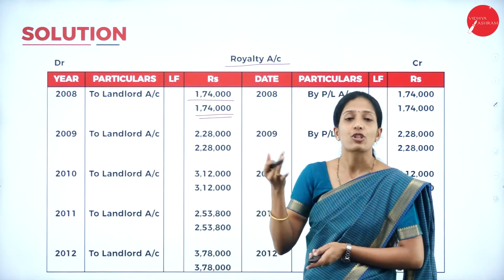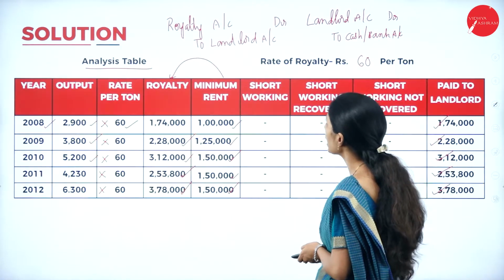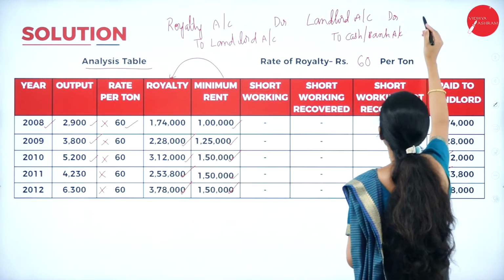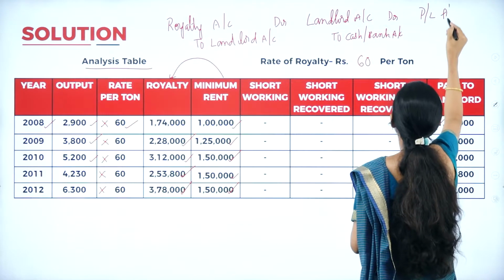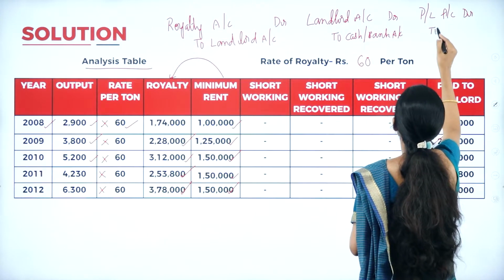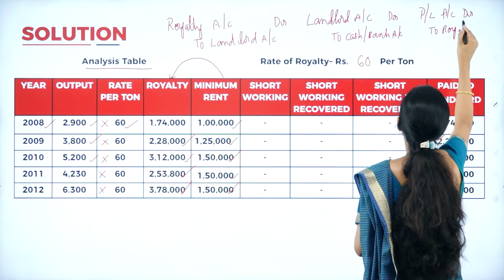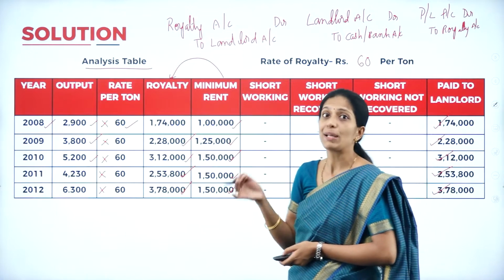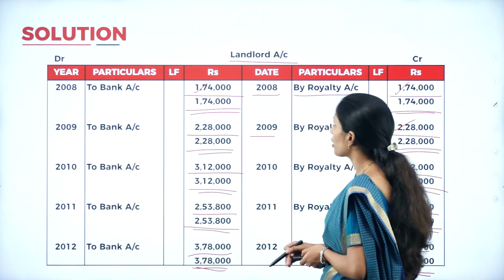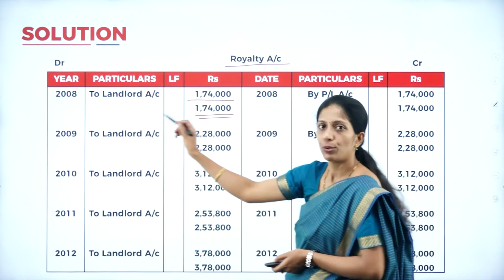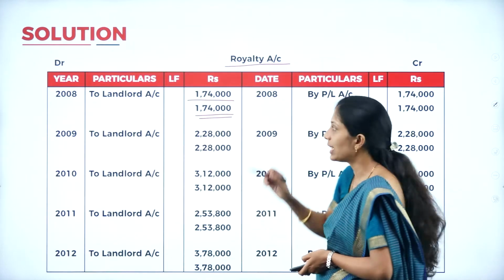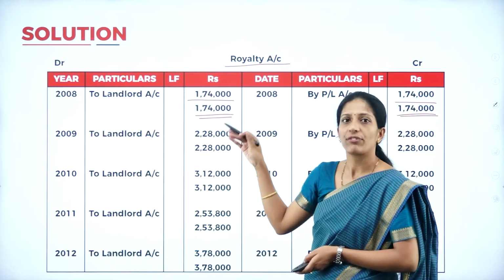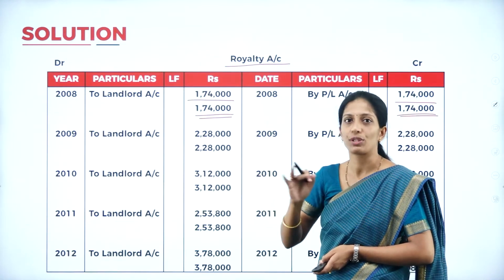Now that royalty has to be transferred to profit and loss account, correct? So this royalty has to be transferred to profit and loss account. So your next entry will be profit and loss account debit to royalty account. So how do you write? By profit and loss account. So in your royalty account, first you will write to landlord account 1,74,000 and by profit and loss account 1,74,000. In the same way, from the second year to the last year, you have to do the same.